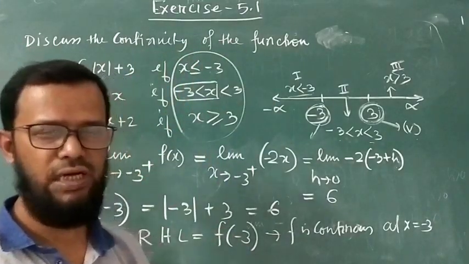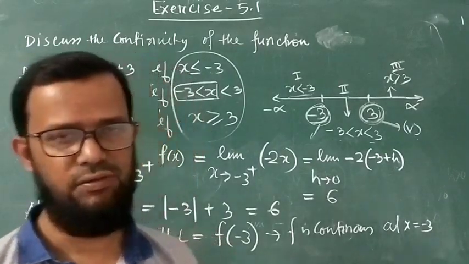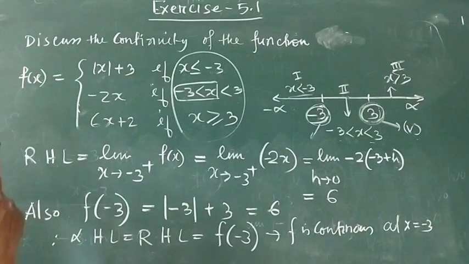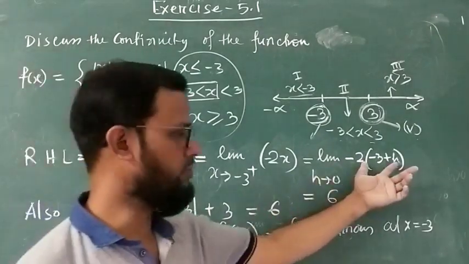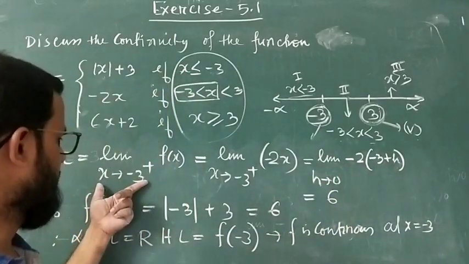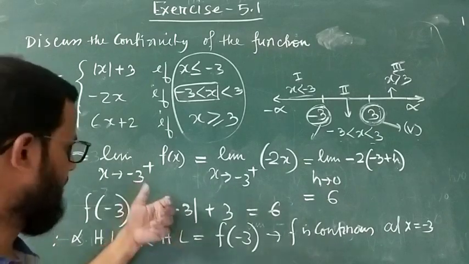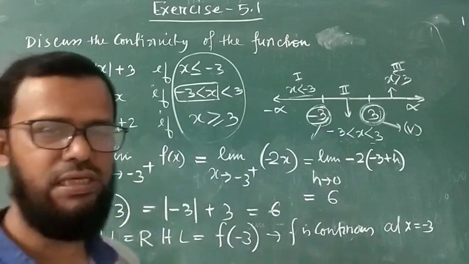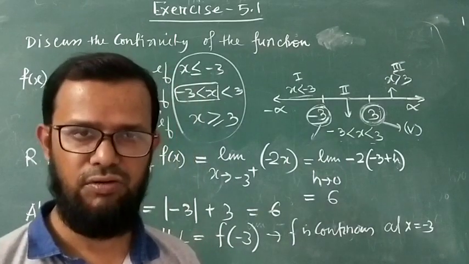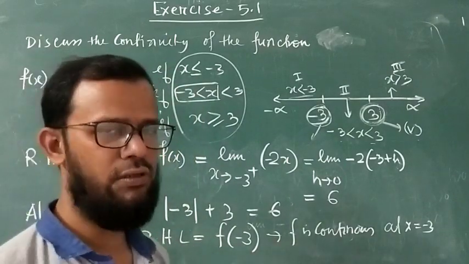So I have discussed 2 questions with you, and I hope that you understand these 2 questions and the process of solving them, like how to convert into h, which is very important, and approaching 3 from left or from right, or minus 3, whatever the number. All these things should be quite clear to you. There should not be any confusion, and then you will be able to solve the questions.